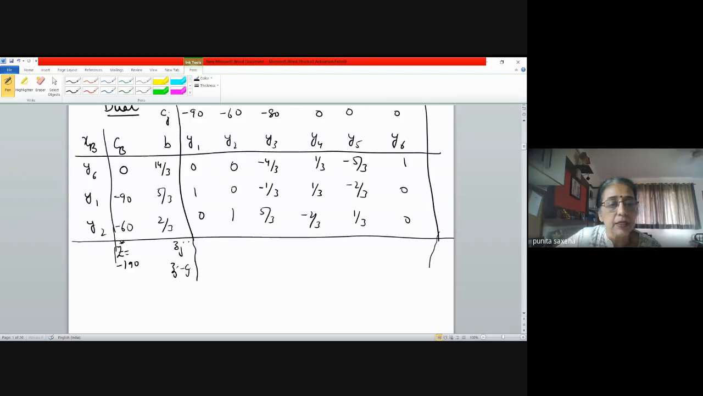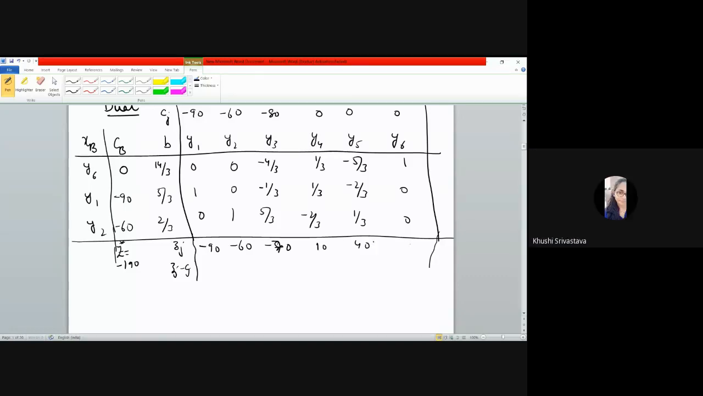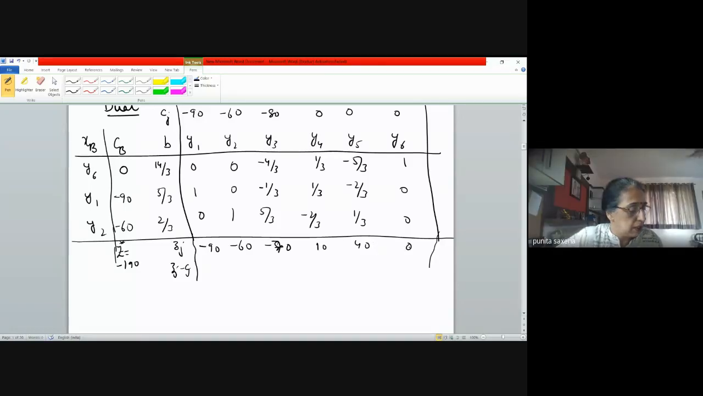-190. ठीक है, अब ये ZJs कितने आए थे? -90, -60, -70 आया ये 70. कितना? हाँ, -70, then 10, 40, 0, right? So your ZJ minus CJs are 0, 0, 10, 10, 40 and 0. ये आया था?